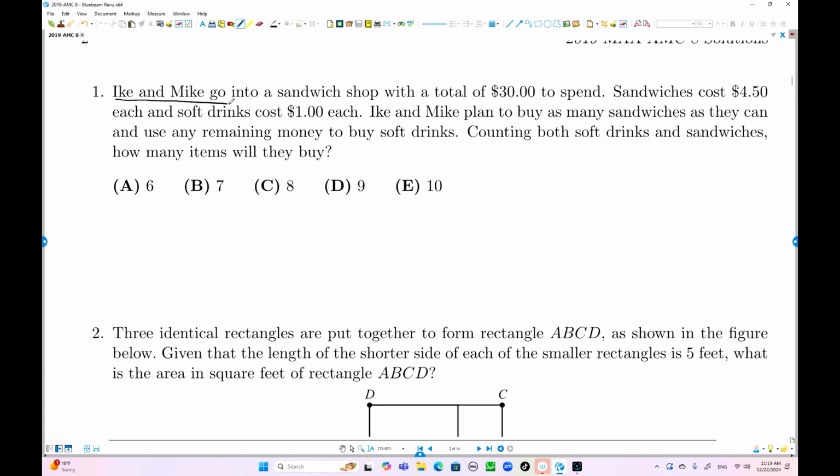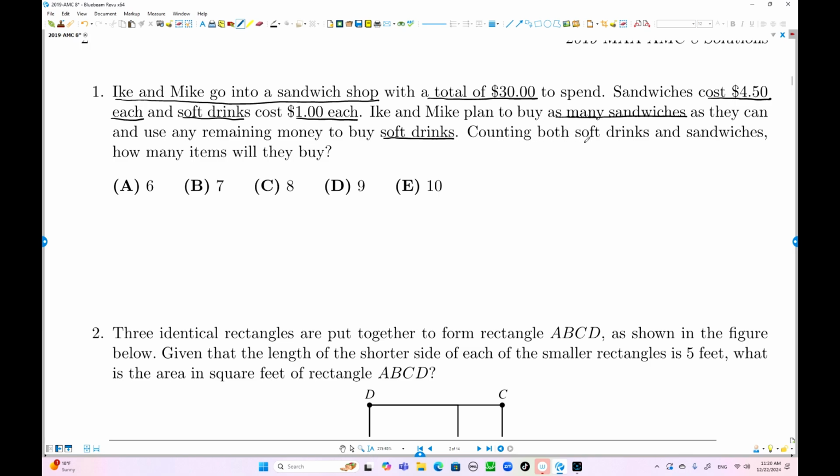So two guys go into a sandwich shop. They had $30 to spend. Sandwich price $4.50 each. Okay. Soft drink $1 each. So they're gonna buy as many sandwiches as they can, and with the remaining money they're gonna buy soft drinks. Here's the question. Always underline the question, okay?